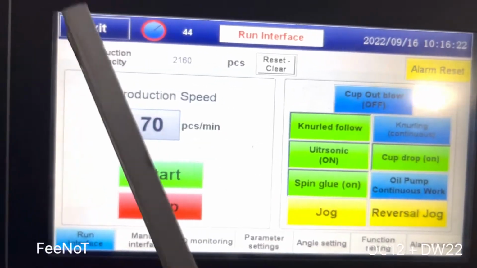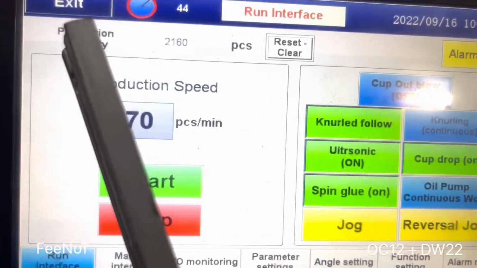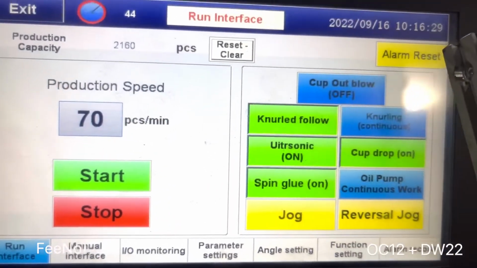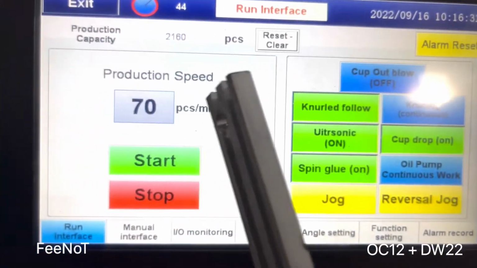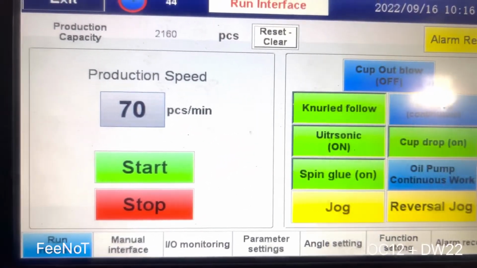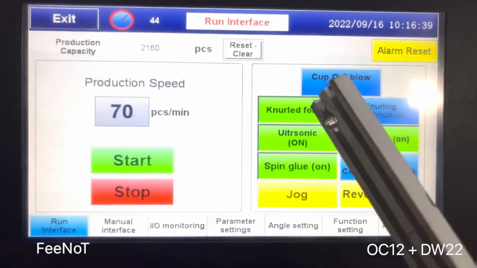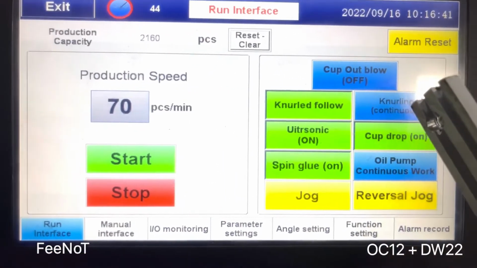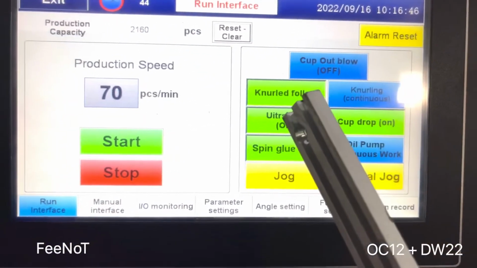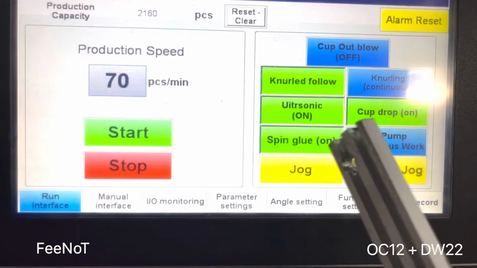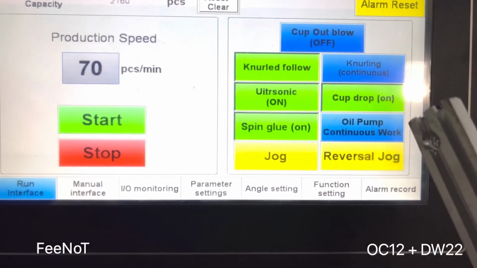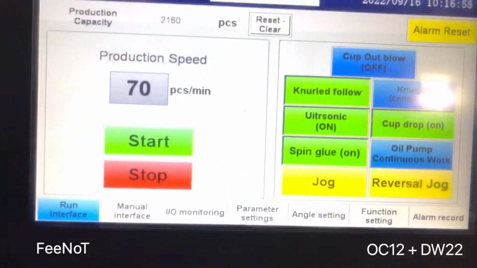English page is also like this. Here is for exit, and the production, and the clean reset, and alarm reset, and the speed, start, stop, and the cap blow out. And here is for the assistant, and the knurling follow, and the knurling controller, and knurling continuous. Here is already set: ultrasonic on, and the cap drop, and spray glue, and oil pump continue work, and job, and here is a set.